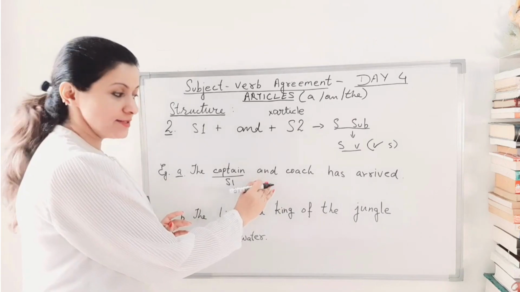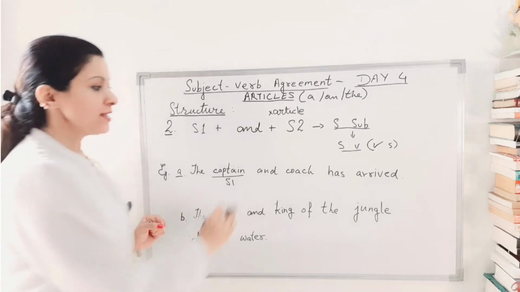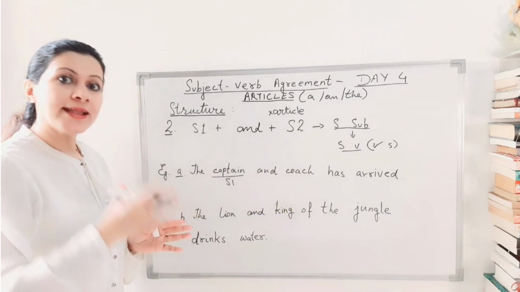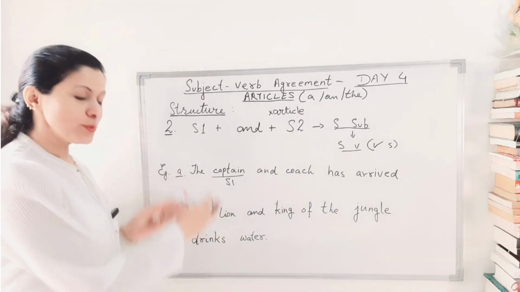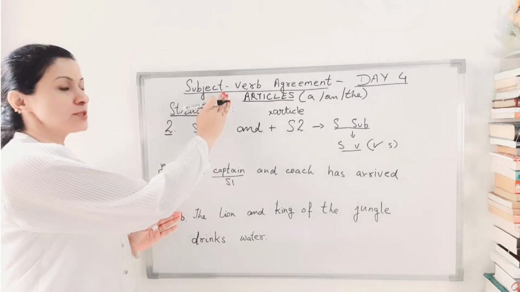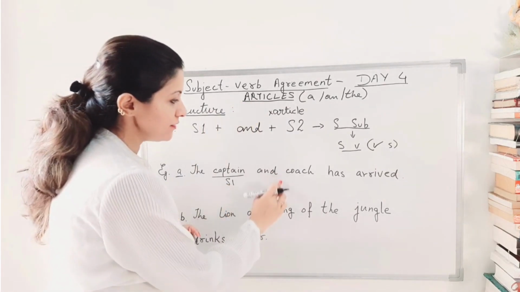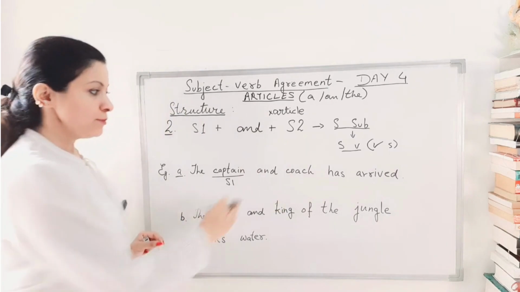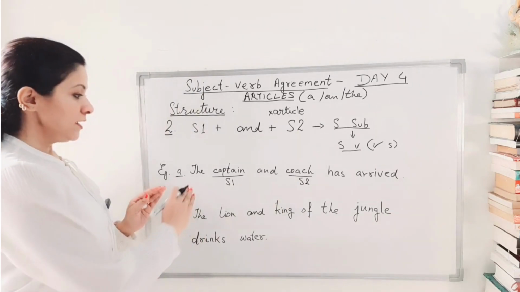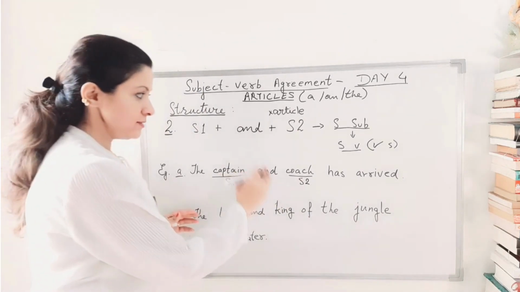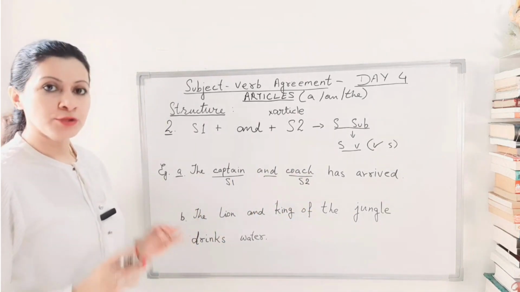So when we have and in it, our main focus should be on the articles between and and coach, the presence and absence of articles. This one is none of our business. This has to be correct, of course, but when we talk about subject-verb agreement and it's related to articles, we have to check whether we have an article here or not between and and our subject 2. So, here we have subject 1 and we have our subject 2. Do we have an article here? No.